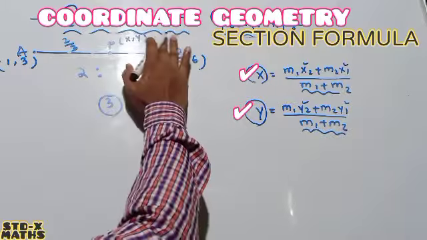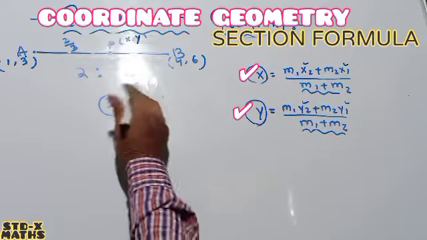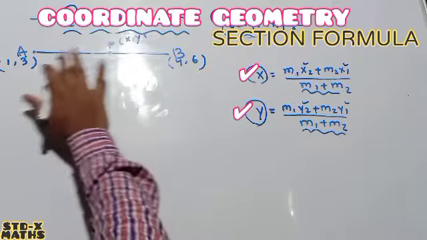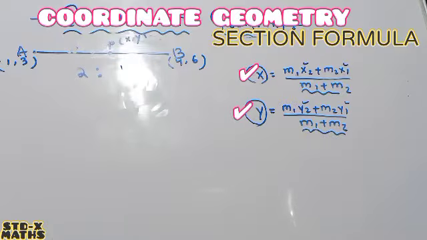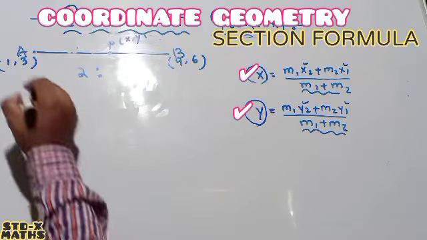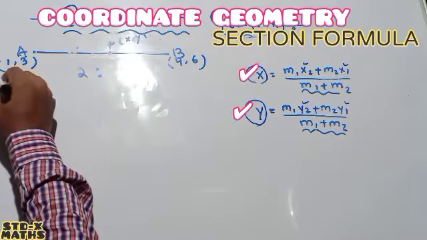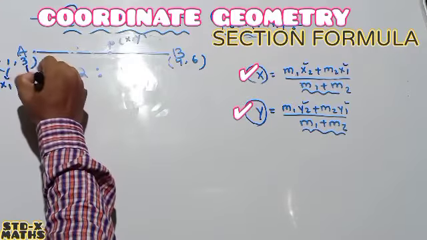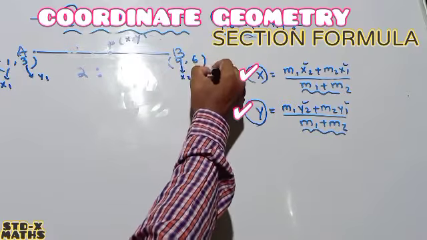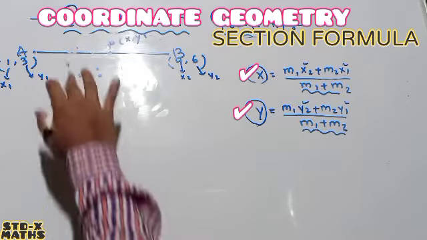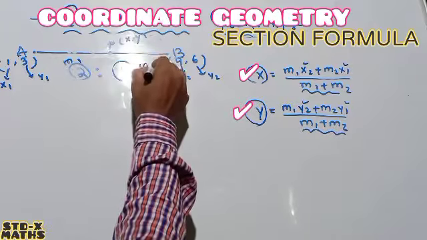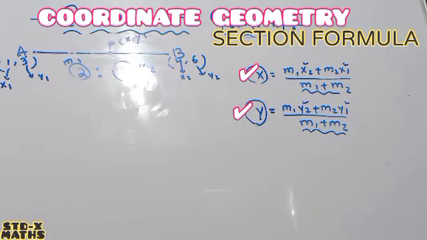Otherwise, the question may say that you have to find the point P which divides the line segment in the ratio of 2:1. See, the first trick is to detect which one is which. This one is x1, this one is y1, this one is x2, this one is y2, and in the ratio, the first part is m1 and the second part is m2.